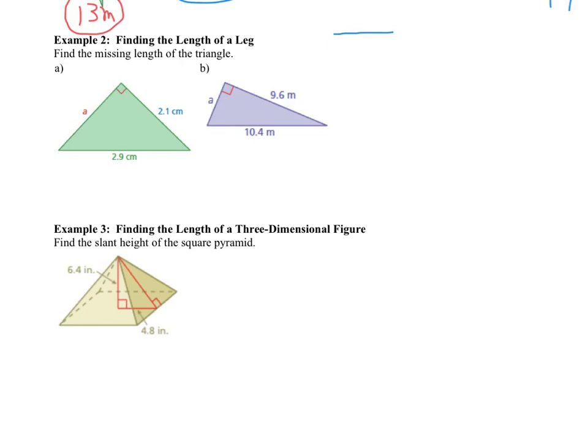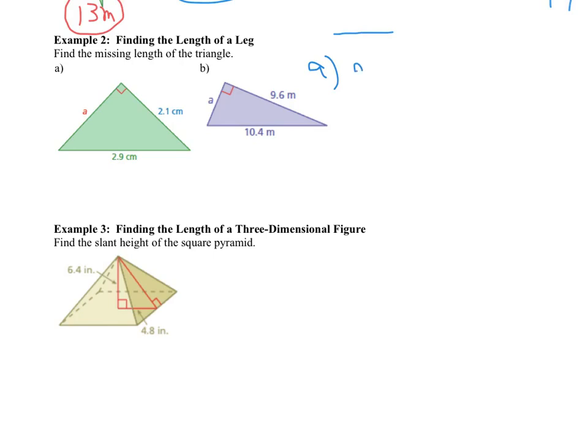We got to be careful that we don't think the legs are the things that are just sitting on the bottom. We still want to look at the sides that create the right angle are the legs. That's your A and your B. And again, the thing across from the right angle is your hypotenuse. So when I go to fill this one in, I just have to be careful of that. So here's my work over here.